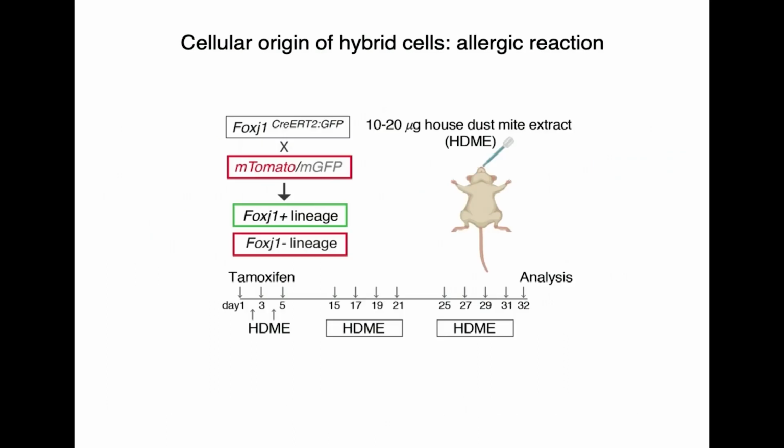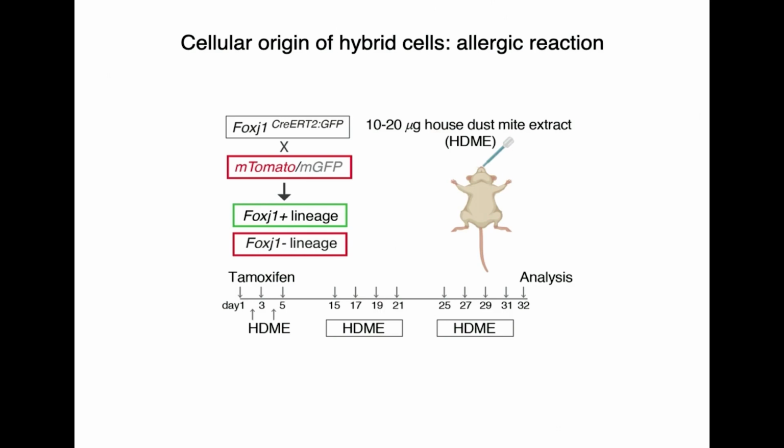And we also use a ciliary cell lineage to ask the question whether in an induced inflammatory condition, can we see the transition, right? Because in the human asthma condition, the inferred trajectory for these hybrid cells is from the ciliary cells.